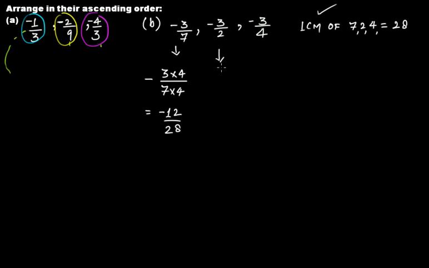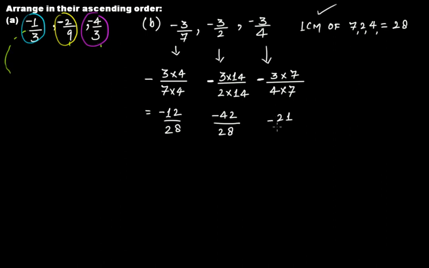Now for this one, put the minus sign here. What number should we multiply 2 with to make the denominator 28? Clearly with 14. So 3 times 14 here in the numerator also. This becomes minus 42 over 28. And for this one, what number should we multiply 4 with to make the denominator 28? Clearly with 7. So this is 3 times 7. This comes as minus 21 over 28.